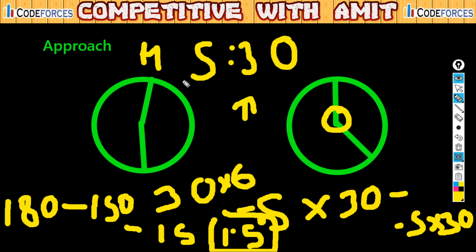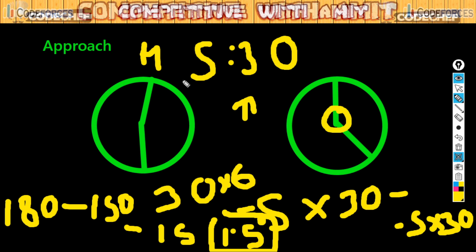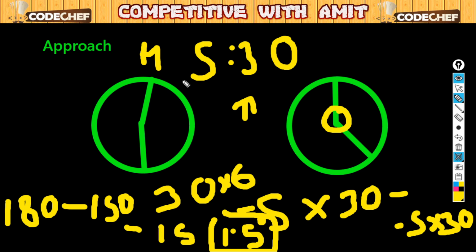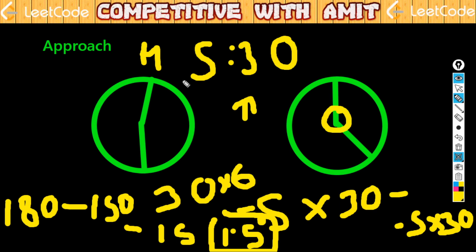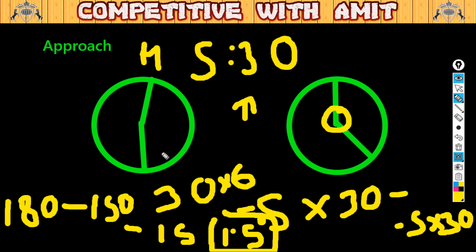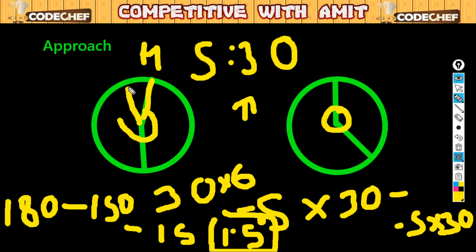First of all, we have to multiply the minutes by this. Second thing, we have to multiply the hours with 30, and third, we have to multiply the minutes by 0.5 such that the hours movement can be compensated. Now suppose we have to find this angle between this hour hand and a minute hand. Minute hand can be here also.